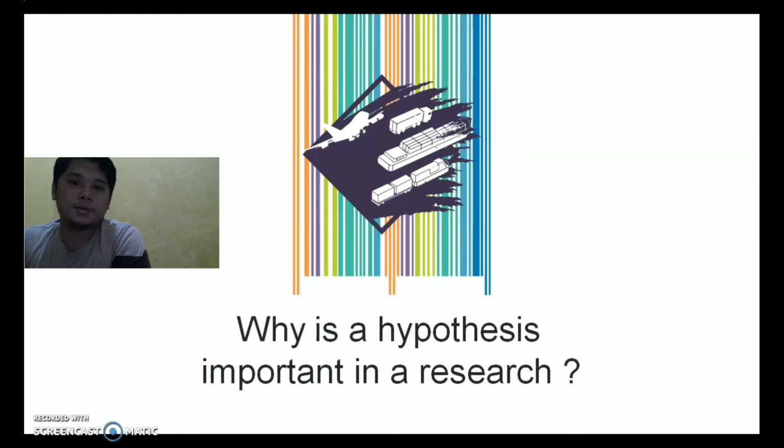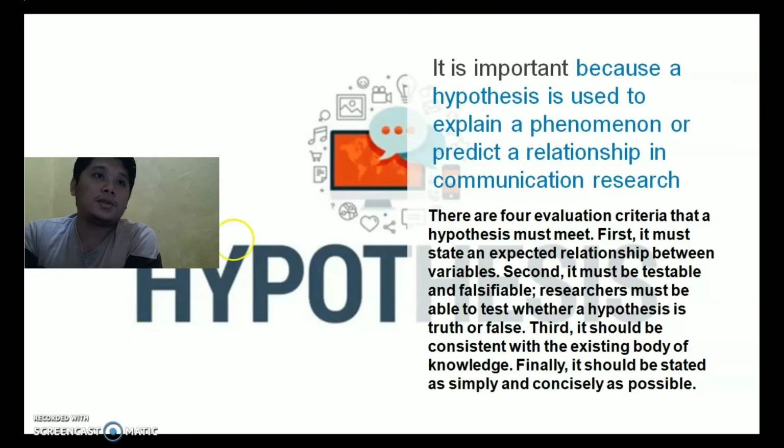In this next slide, as you can see here, there is a question about the importance of a hypothesis in research. So is hypothesis important in research? The answer is yes, of course yes. And why? Why is it important? So in the next slide, there's an answer. So here's the answer. It is important because a hypothesis is used to explain a phenomenon or predict a relationship in communication research.